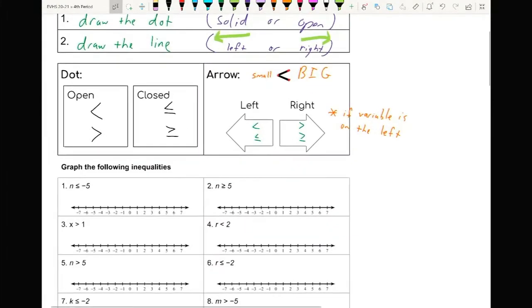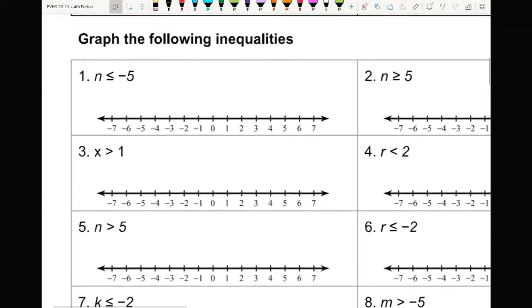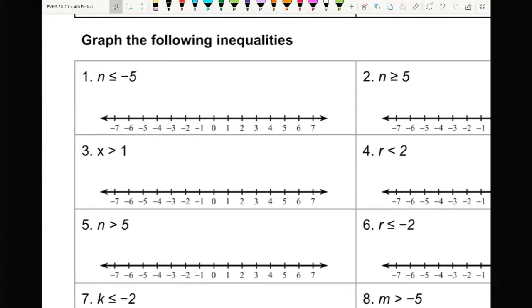So let's take a look at these. N is less than or equal to -5. We are going to go to -5 and first off decide open dot or closed dot. Well, less than or equal to is a closed dot. And N is less than -5. Less than means it's going to the left, and I'll draw my arrow.